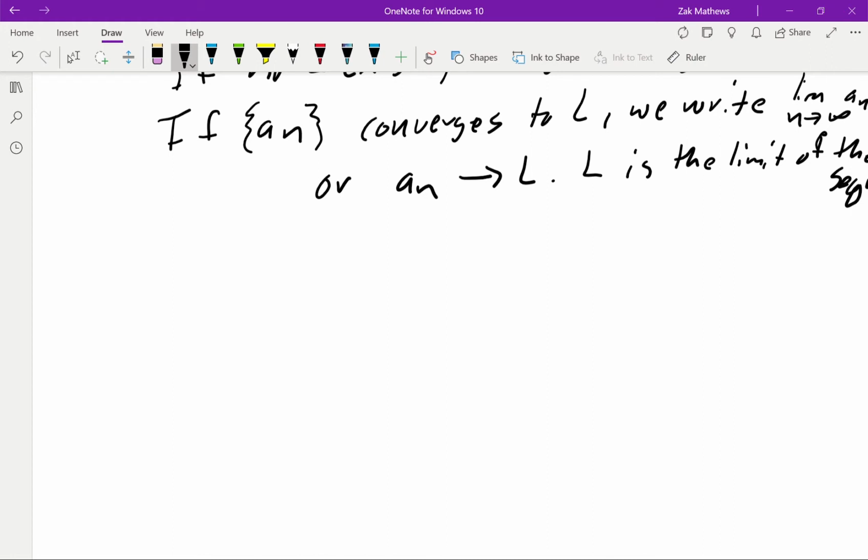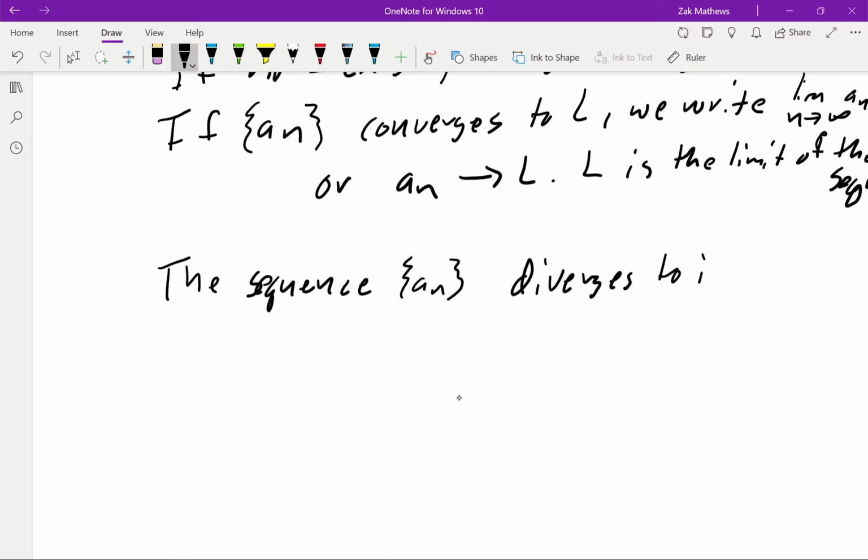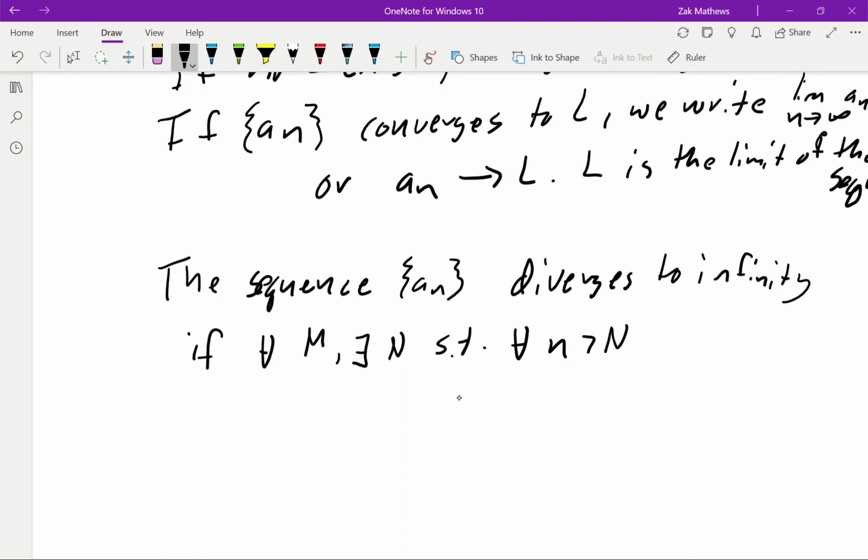So we can say the sequence a sub n diverges to infinity if for all M there exists an N such that for all little n greater than big N, a_n is greater than M.